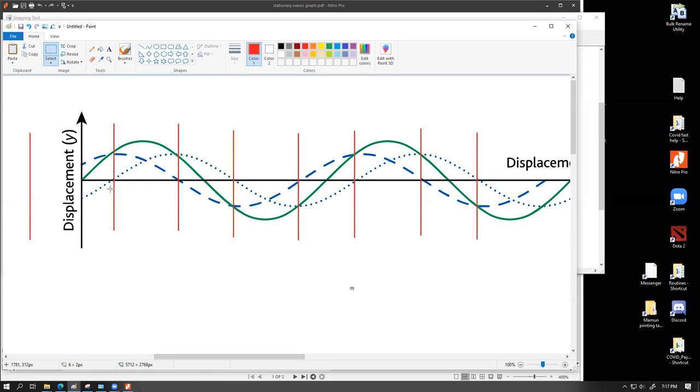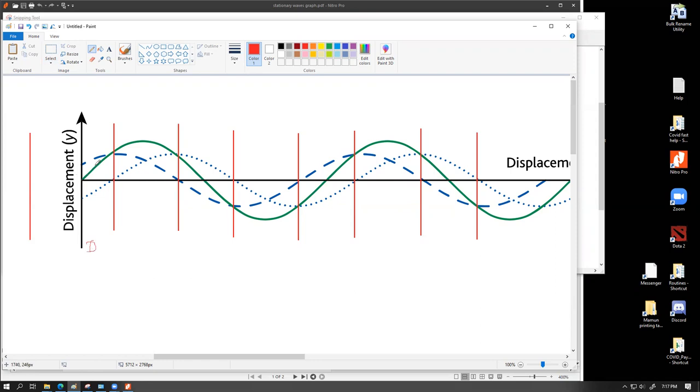I want everyone to look. In this segment, the dashed wave is trying to push the medium particles in the upward direction, and the dotted wave is trying to push the medium particles in the downward direction. So these two waves are individually trying to push the guitar string in two opposite directions. This is the part that we're going to define as a segment of destructive interference, or destructive superposition.